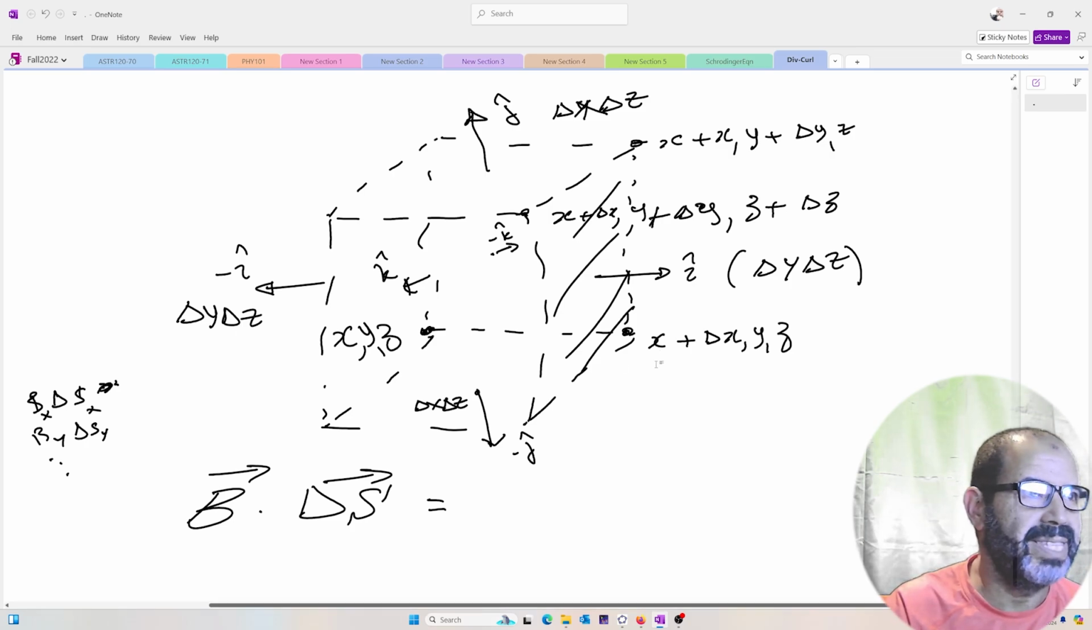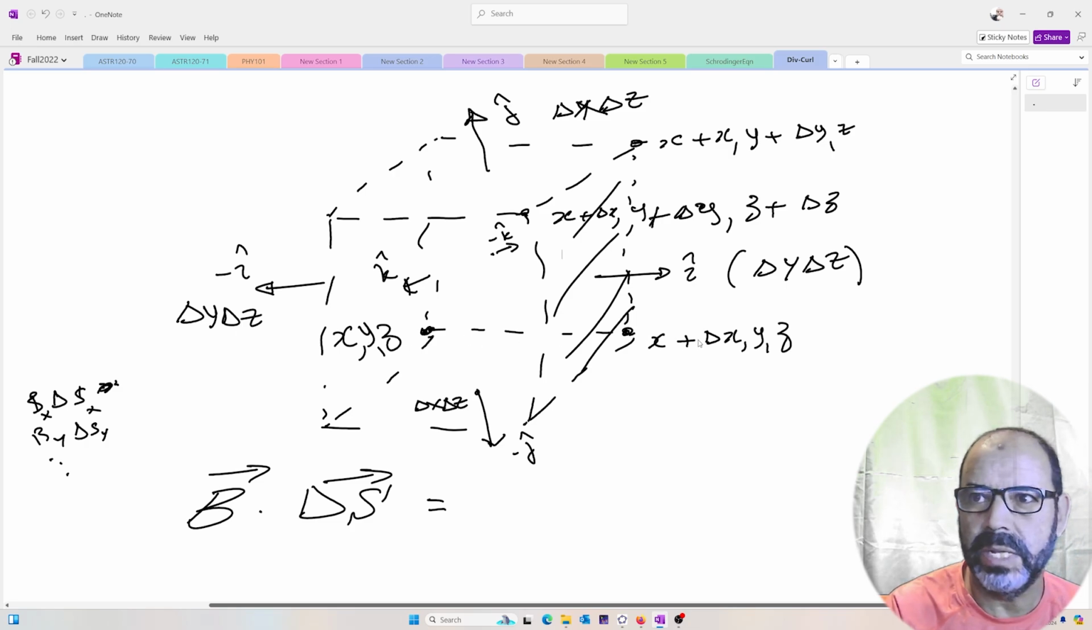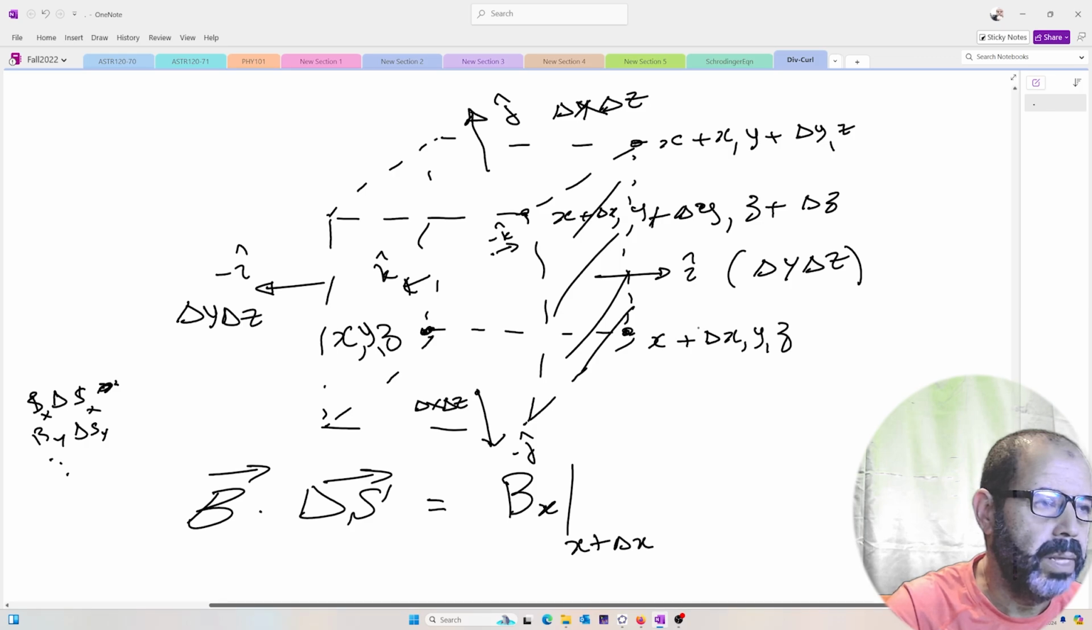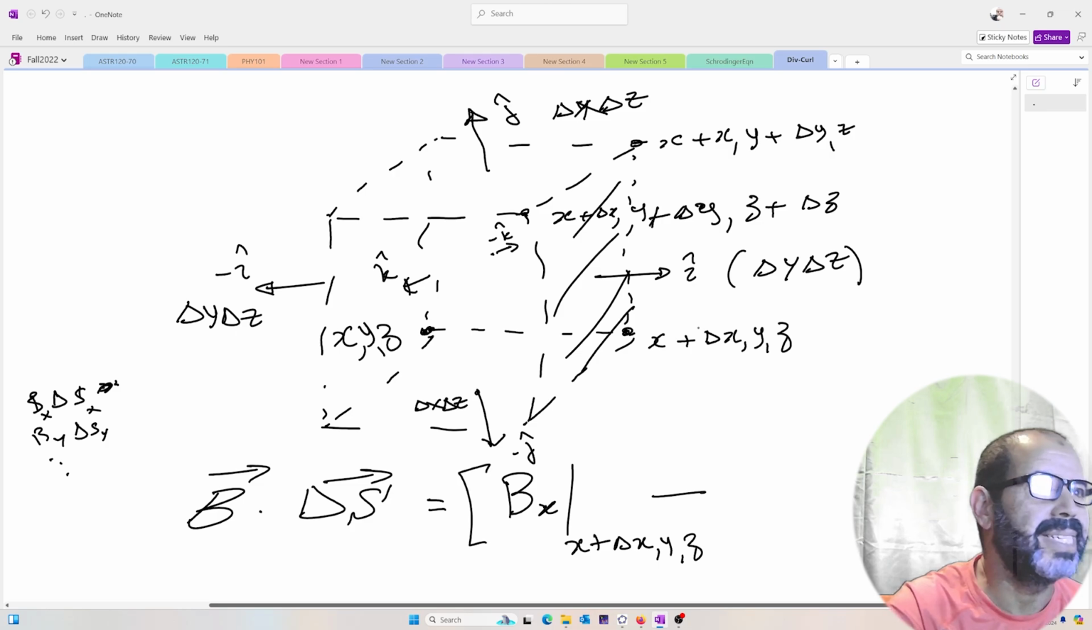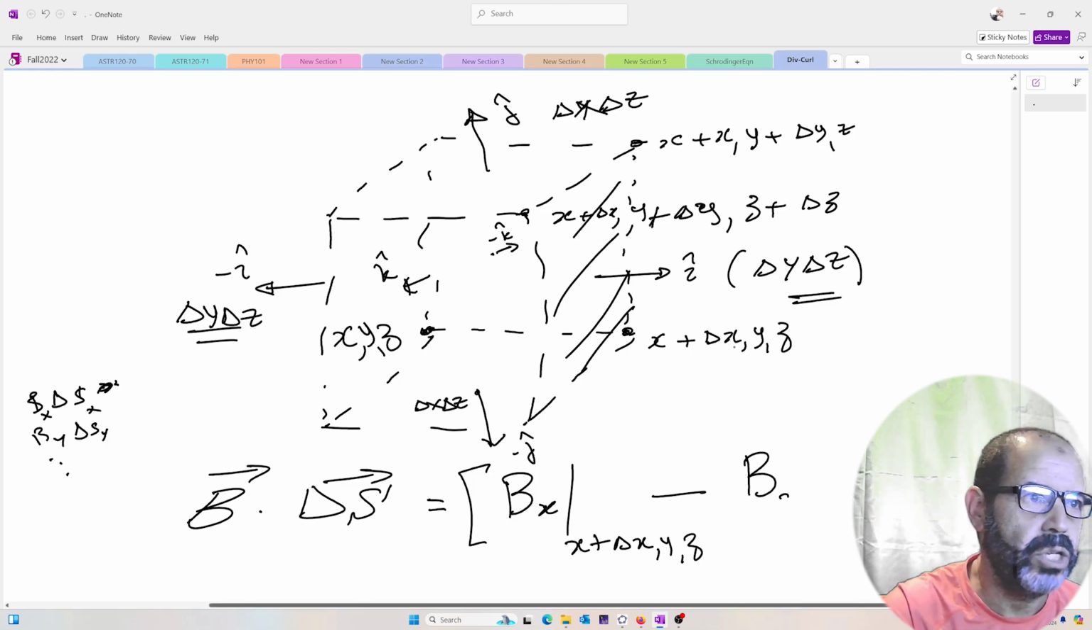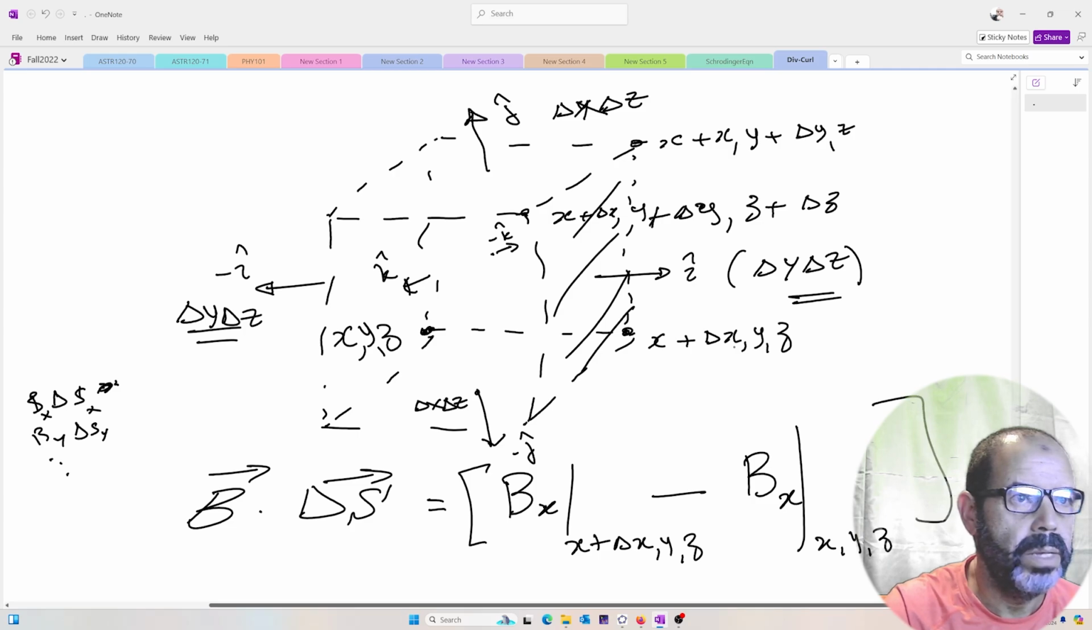Okay, so having said that, the value of the vector B in here is everything the same except x is shifted to x plus delta x. So it's going to be the x component of the vector evaluated at x plus delta x and y and z, minus. I took already the size of the area because the size of this area and this area are identical, so I took it out as a common factor, times the same value of the vector Bx, because the area is pointing in the opposite direction. And this is evaluated at x, y, and z, times the size of the area, which is delta y delta z.